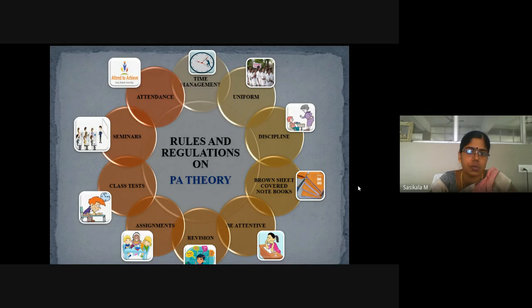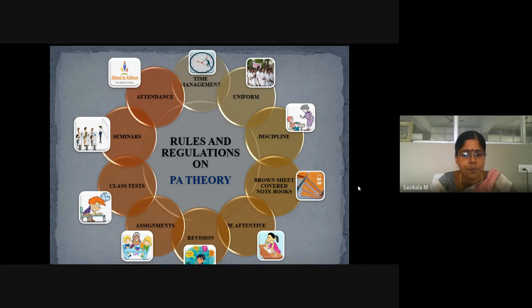Based on time management only, your attendance also will be marked. If you are coming late, your attendance will be considered as absent. If you are not following any other rules, then it will be reflected on your attendance. Then you must be in uniform, and whatever rules you need to follow according to the clinical requirements, you need to follow for the uniform.